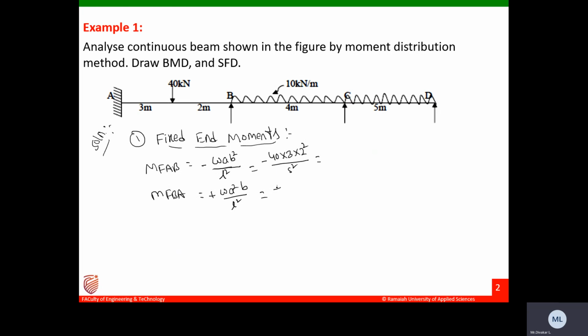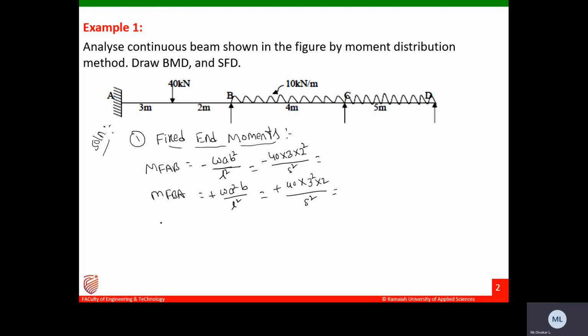Similarly here, plus W is 40, A is 3 square into B is 2, divided by L square, which means 5 square. So write down the value.